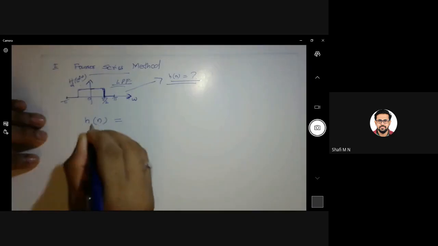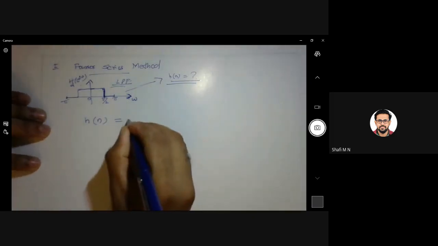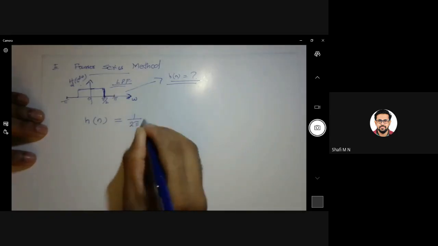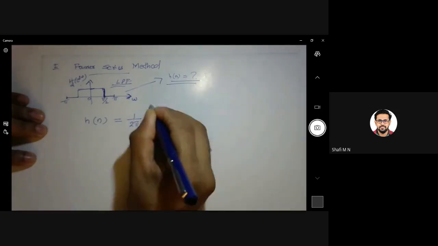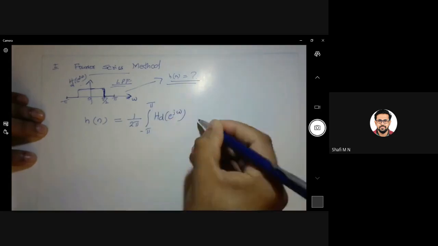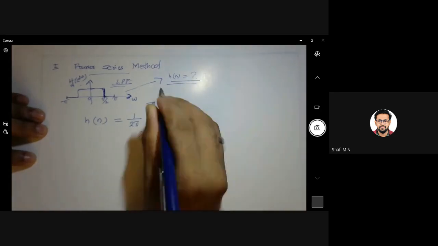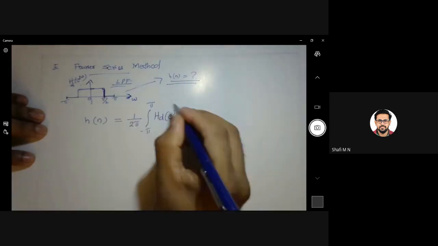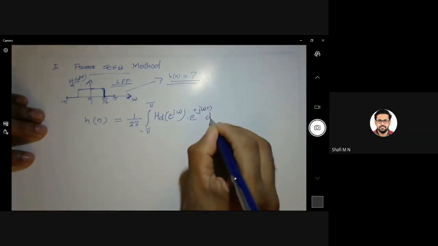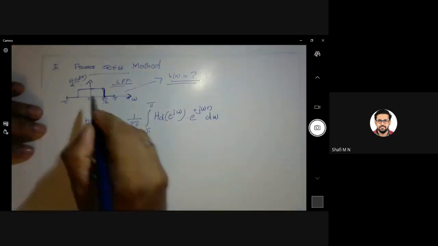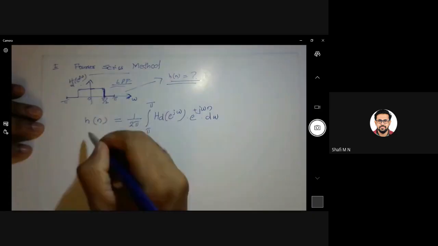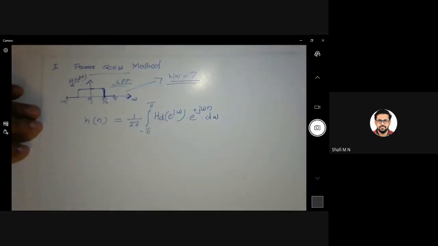h of n equal to, you have to use the inverse Fourier series equation. That is 1 by 2 pi into the integral from minus pi to pi of HD of e power j omega into e raised to plus j omega n d omega. When it is a continuous plot, the integration symbol is used. So this is how we can transform it from the frequency domain. h of n is very easy to obtain from the equation.